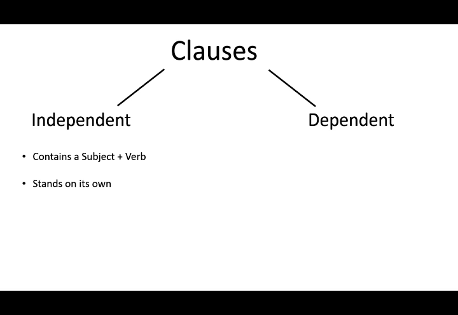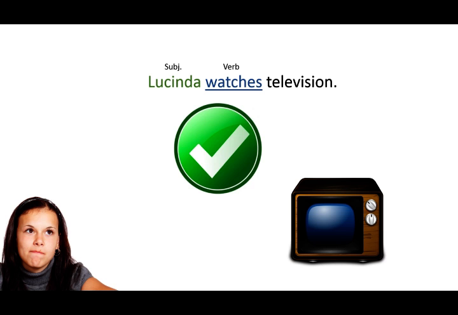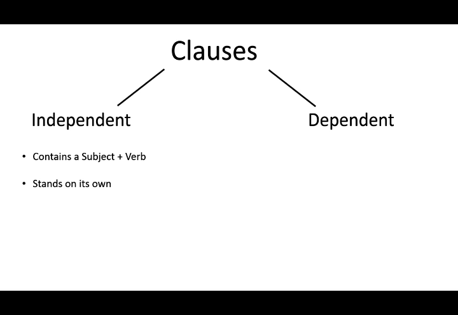It functions as a perfectly normal sentence without help from anything else. For instance, Lucinda watches television. This is a clause because it has both a subject, Lucinda, and a verb, watches. It is an independent clause because if I add a period to the end, it can function as a complete sentence all by itself.